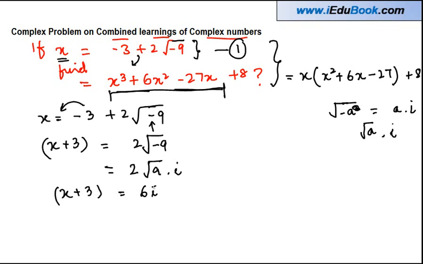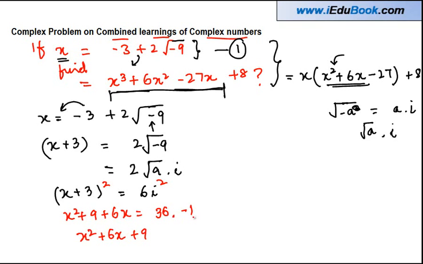It seems no. But if I see this particular equation, if somehow I can get x square here, then I still run a chance, because then I can substitute the value of that here. So to do that, the only option that I have is to square these two sides. So if I do that, what do I get? I get x square plus 9 plus 6x is equal to 36 into minus 1. Or x square plus 6x plus 9 is equal to minus 36.